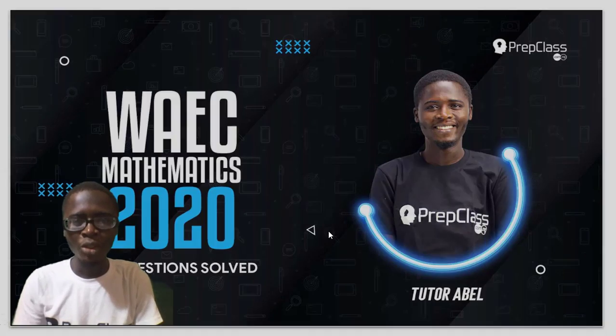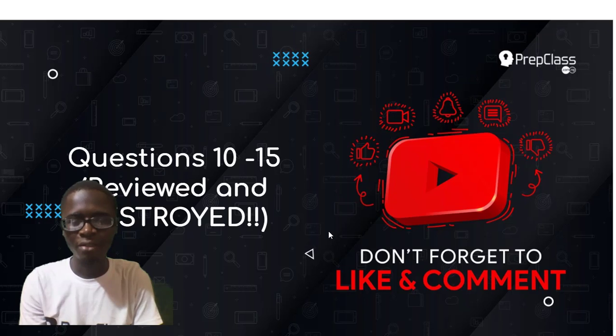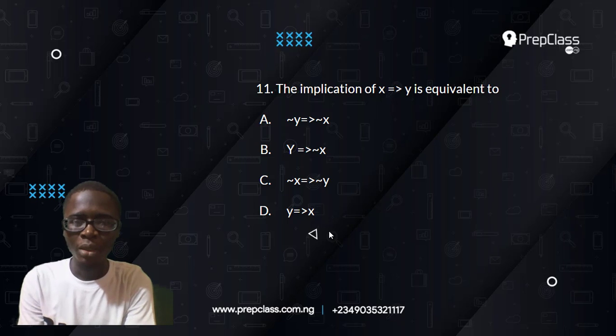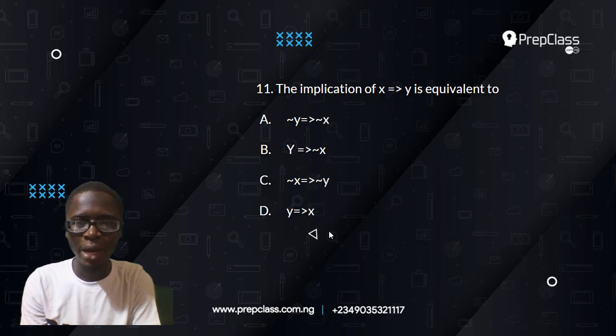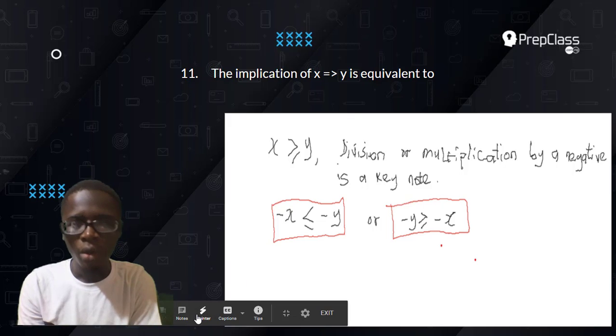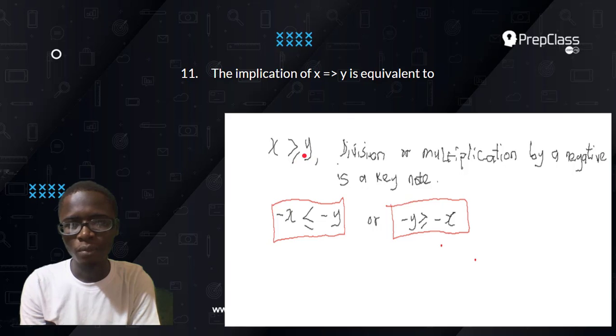So I would like us to proceed from where we stopped in our previous videos, and we are looking at question number 10. So question number 10 says the implication of x is greater than or equal to y is equivalent to. So here we have the expression x is greater than or equal to y, and we are asked to rewrite this in another format, so to say.